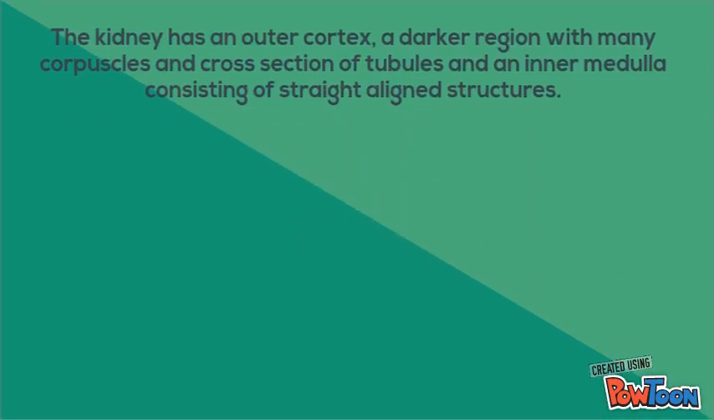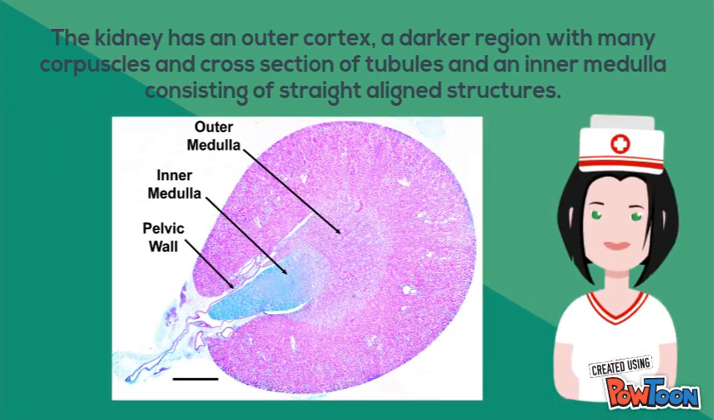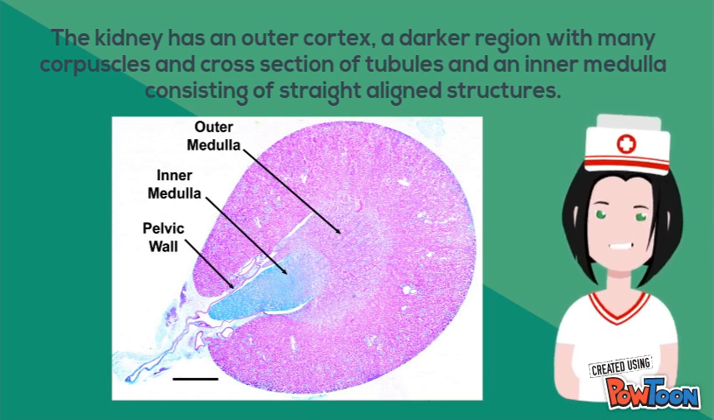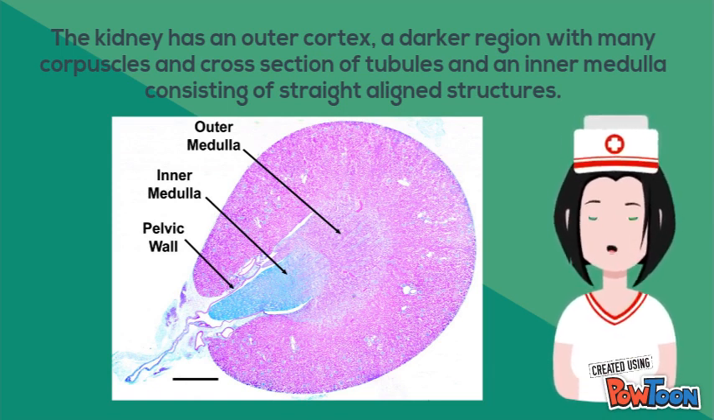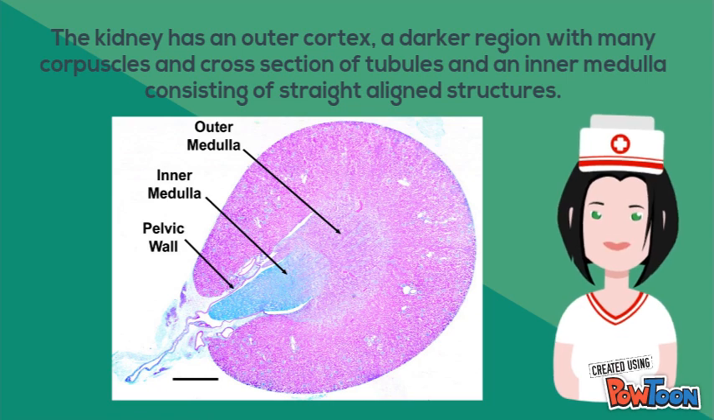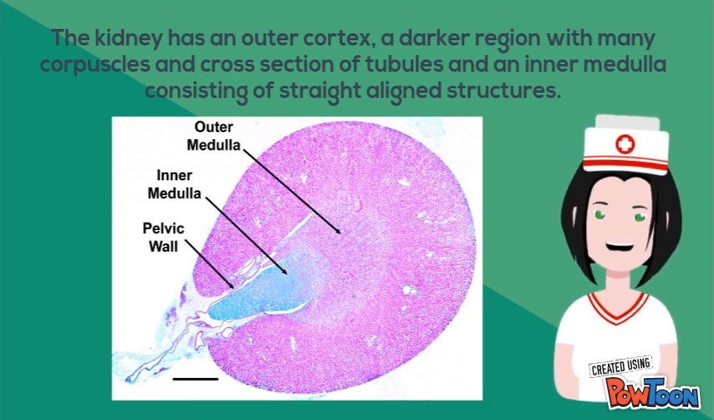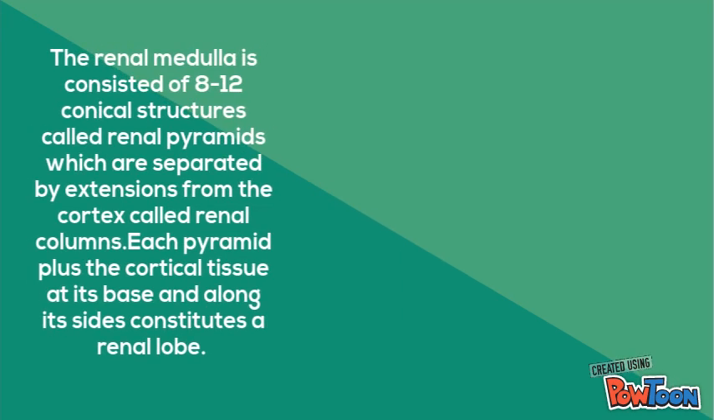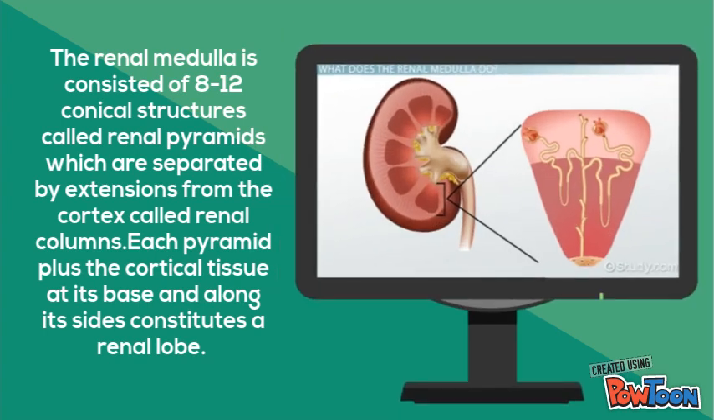The kidney has an outer cortex, a darker region with many corpuscles and cross-sections of tubules, and an inner medulla consisting of straight structures. The renal medulla consists of 8 to 12 conical structures called renal pyramids, which are separated by extensions from the cortex called renal columns.